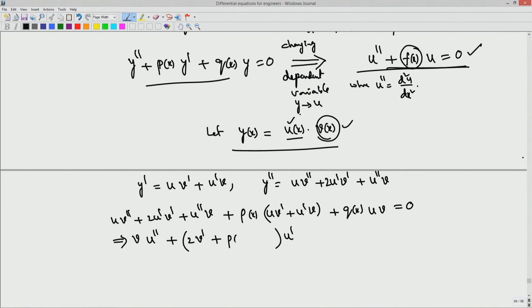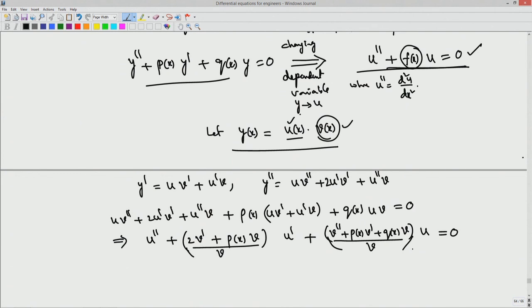The u dash coefficients are 2v dash plus px v. And what are the u coefficients? V double dash plus px v dash plus qx v, equal to 0. So, you divide with v, and this is what you will get.